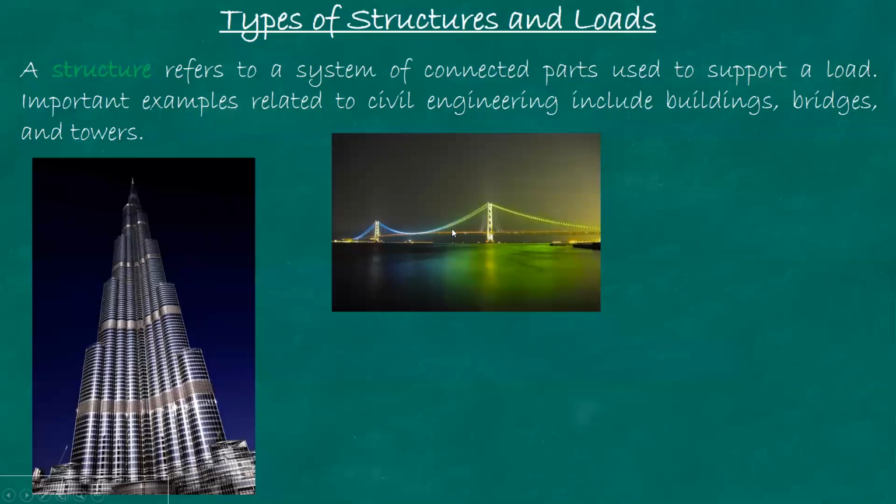The second is a bridge. This is what we call a suspension bridge. A suspension bridge is a type of bridge which has cables between towers. This is the cable, which we call the suspension cable. And then we have vertical suspender cables, which we call hangers. These are used in the structure.